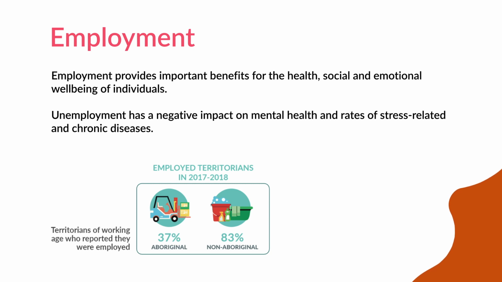Adults with poor physical or mental health have a higher chance of poor job performance, more sick days, periods of unemployment, and lower likelihood of re-employment. Research has shown a strong link between socioeconomic status and rates of mortality, meaning death, or morbidity, meaning illness and disease. In 2018, 37% of Aboriginal Territorians of working age were employed, compared with 86% for non-Aboriginal Territorians.